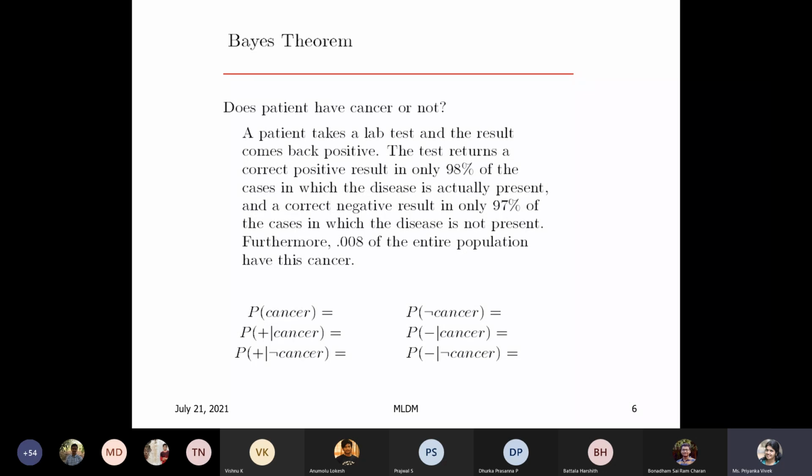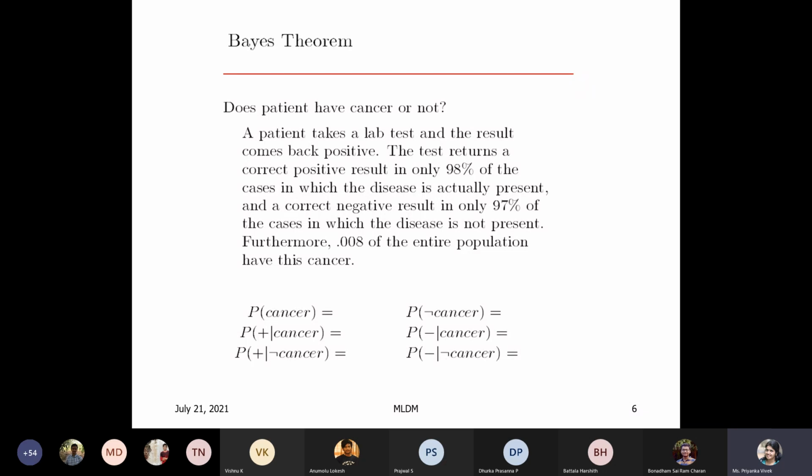And you also told me that P of positive given cancer is actually 0.98, 98 by 100. So now what is 1 minus 0.98? How do we tell that? That is the other part. Only in 98% the lab test came correctly, which means in the rest of the cases it came negative. So that is P of minus given cancer. If you see the right side, the second one is 1 minus 0.98, that is 0.02.